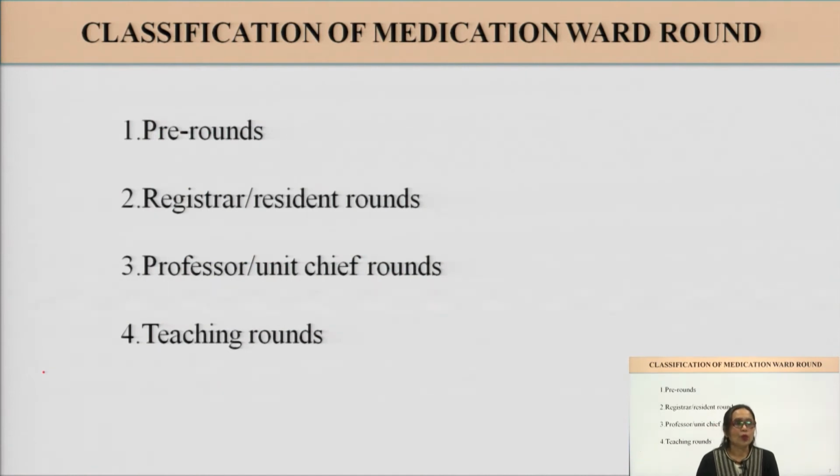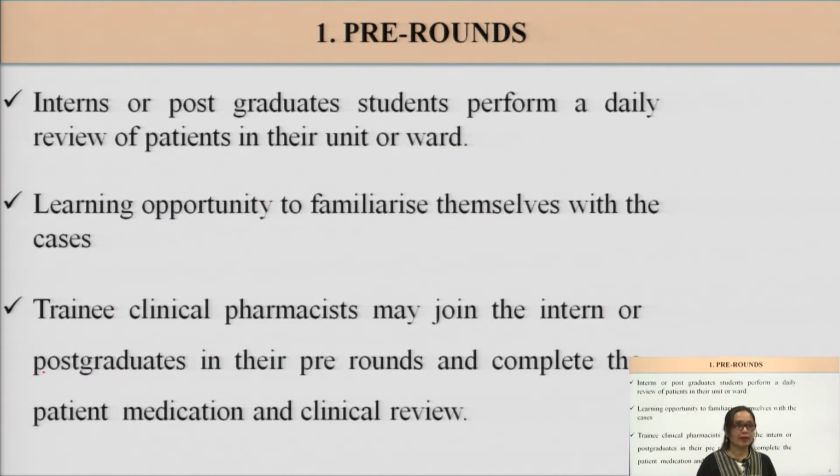So, let us now know about the classifications of medication ward round. It is very simple: pre-round, then registrar or resident round, third is the professor or unit chief rounds, and the fourth is teaching rounds, right. 4 are there. What are those? Pre-rounds, registrar or resident rounds, listen carefully, professor or unit chief rounds, and the teaching rounds. So, these 4 are there. Let us know one by one, right.